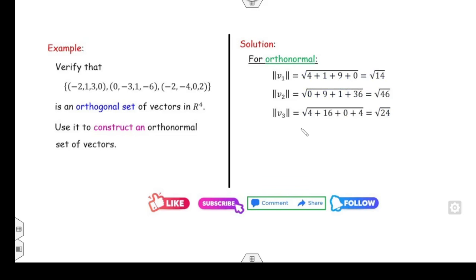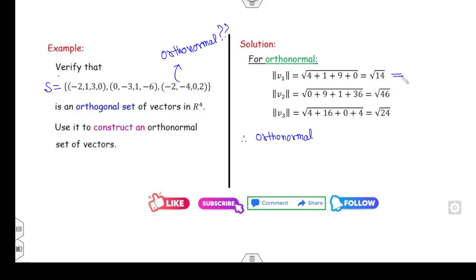Hence, once you compute it, first of all, is the set S orthonormal? Can you say the set S is orthonormal?